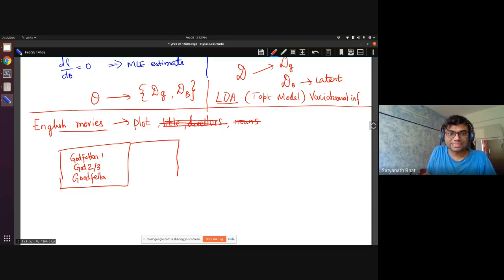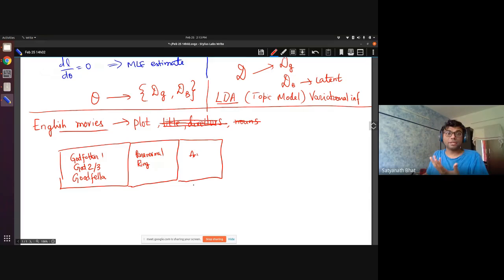It will put things like horror movies together. There is a movie called Paranormal Activity, and then there is a movie called, I don't know, some Ring. All these scary horror movies, it will put together, and then it will put cartoon movies, animations, together. So this is the kind of thing you can get just based on inference, using nothing but simple raw data.